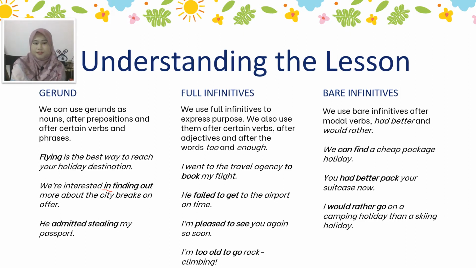Next, we also use gerund after a certain verb or phrases. For example, the verb admitted. After the verb admitted, we use a gerund. For example, he admitted stealing my passport. So you cannot say that he admitted steal my passport. It should be he admitted stealing my passport. So that is gerund. We use them as a noun after prepositions and after certain verbs and phrases.